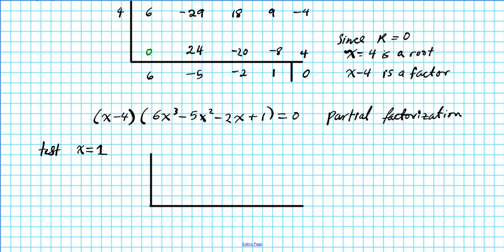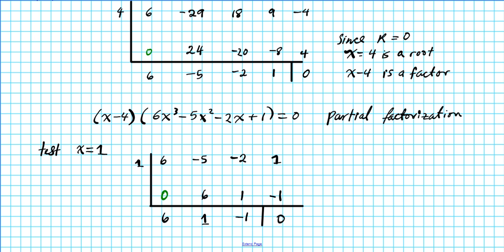See what happens. Okay, so we have 6, -5, -2, and 1. We're testing 1. Let's see what happens. Add down, multiply across to divide using synthetic division. So you add down 6, multiply across 6, add down 1, multiply across. 1 times 1 is 1, add down, -1, multiply across, -1. Add down, remainder is 0. Perfect. Okay? So that's what I want.